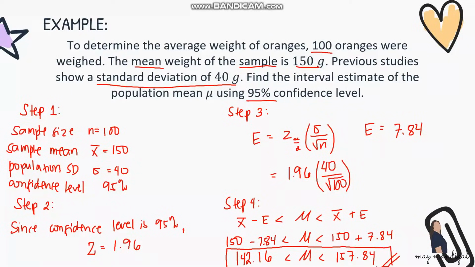So what does it mean? It means that the population mean is within the values 142.16 up to 157.84, given that our confidence level is 95%. And so this is how we solve for the interval estimate of the population mean. So first step again is for you to identify the variables needed. Step 2, identify the critical value using the confidence level. Step 3, identify the margin of error. And then step number 4, write now the interval estimate.